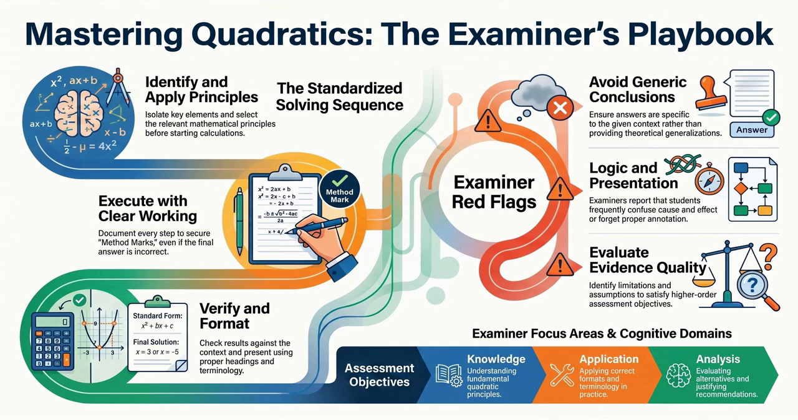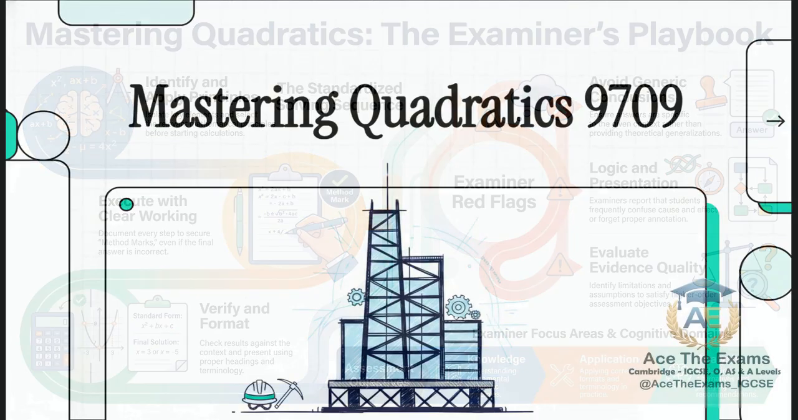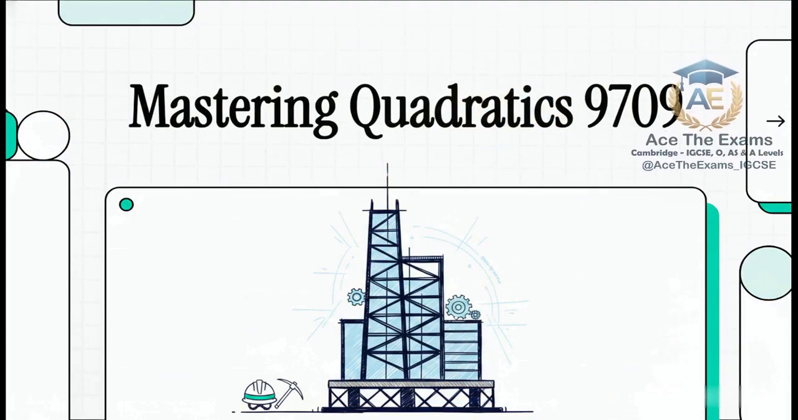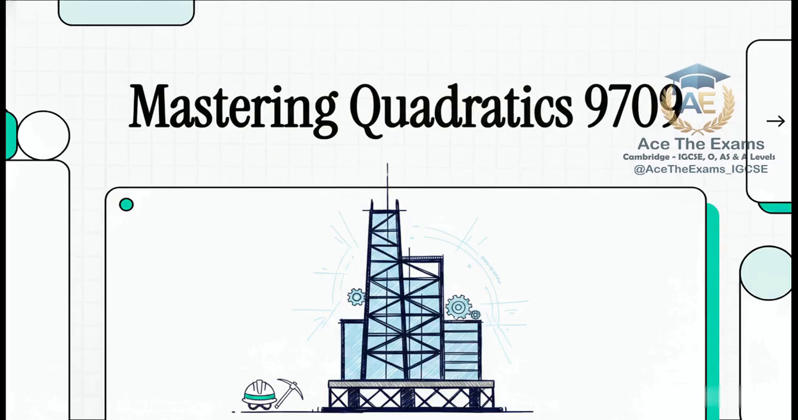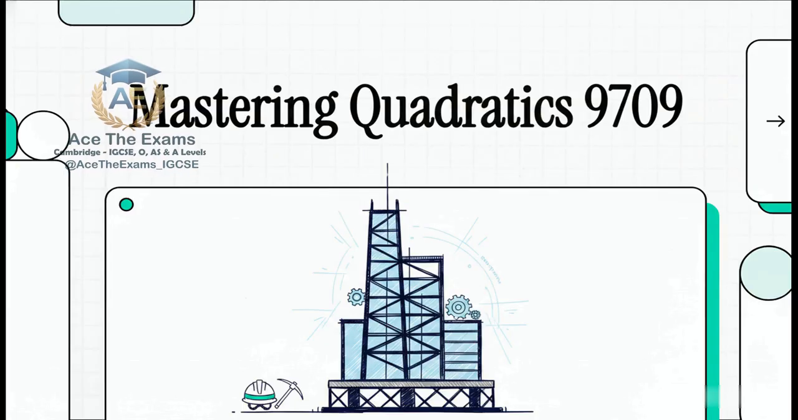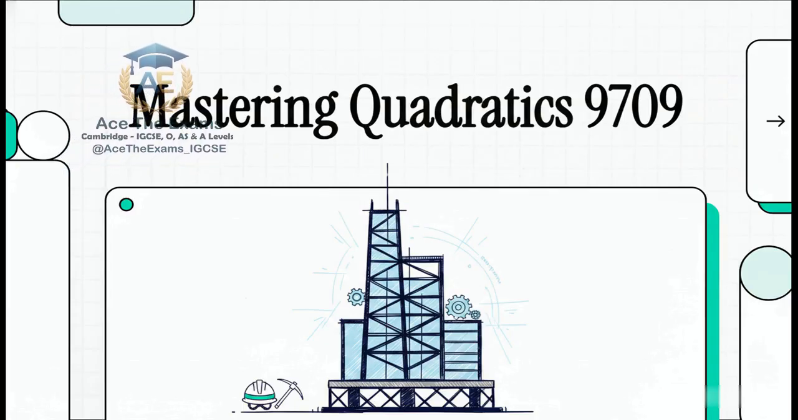All right, welcome to the Blueprint Room. I am your chief architect for today's session, and we are laying down the ultimate, unshakable blueprint for tackling AS and A-level quadratics. In this explainer, we are not just looking at math problems, we are treating your Cambridge Mathematics 9709 exam answers exactly like load-bearing, high-rise skyscrapers.